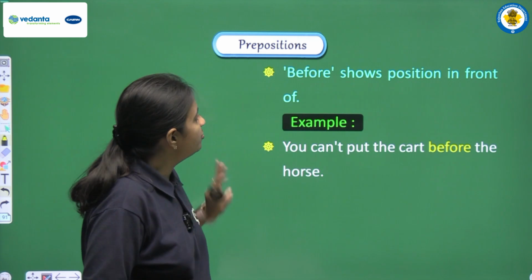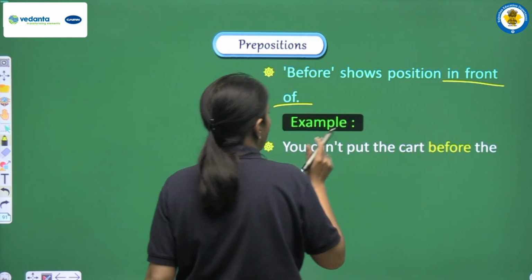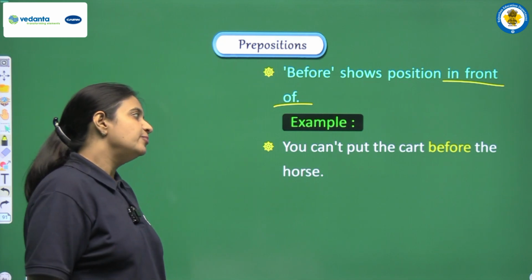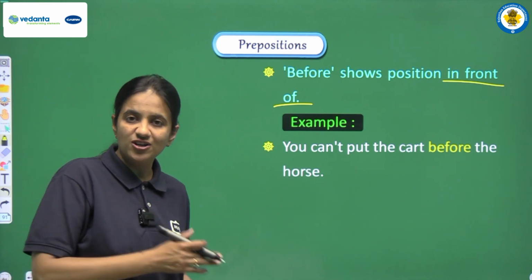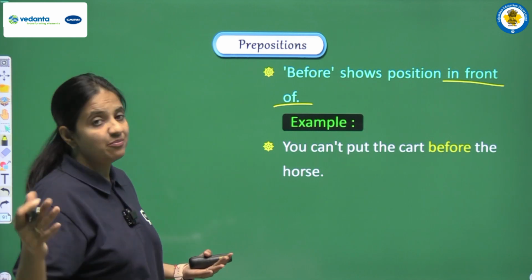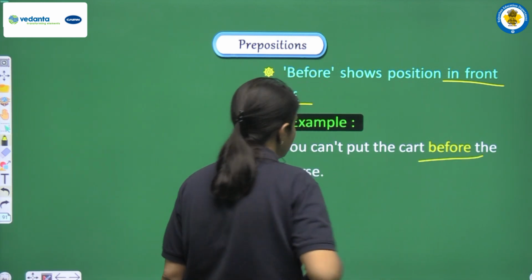Now let's talk about before. So before shows position that is in front of. So let's see the example. You can't put the cart before the horse, right? Because aage to kya hota hai, horse hota hai, aur cart kya hoti hai, piche hoti hai, behind hoti hai. So obviously you can't put the cart before the horse.